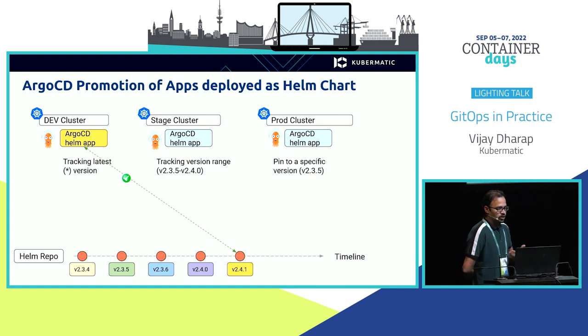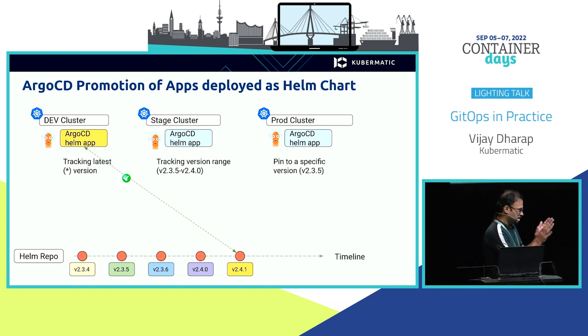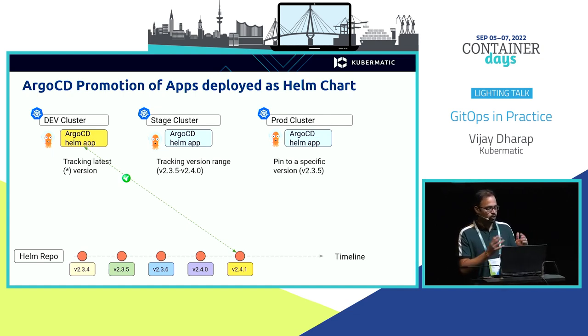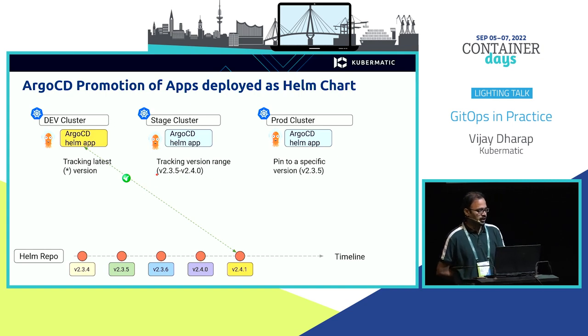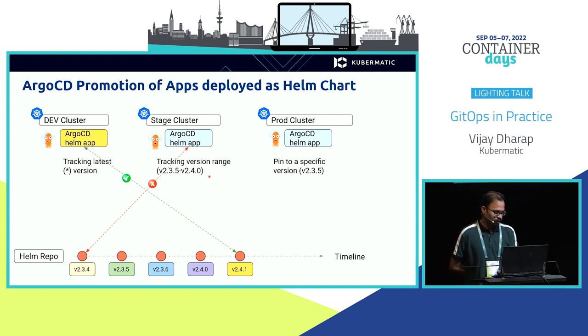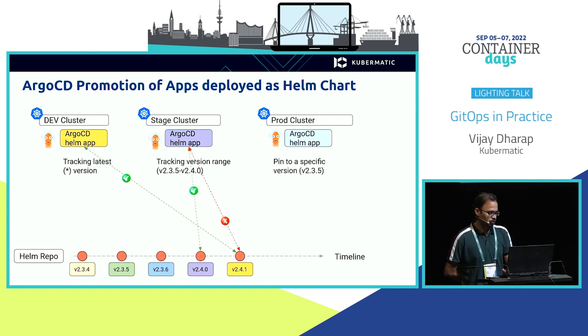Whereas in stage, you would rather track it by a smaller subset of the range. So you can either do a smaller star, like 2.3.star or 2.star, or you can also specify a specific version range from 2.3.5 to 2.4.0. So in that case, what will happen is since 2.3.4 is not sitting in this version range, it will not get deployed. But 2.3.5 will get deployed. So does 2.3.6, 2.4.0. But not 2.4.1, because it now lies outside the range that you had specified.